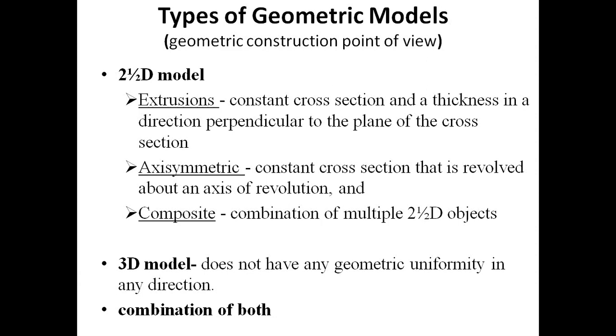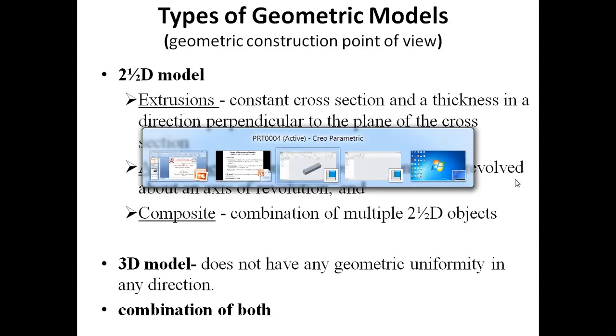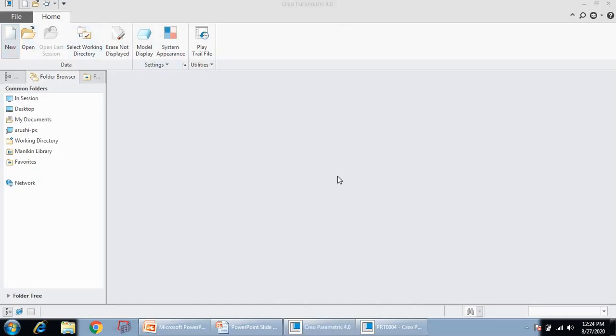And there are again three classifications of the 2.5D model. First is extrusions, second is axisymmetric, third is composite. Let us see one by one. First is extrusion. The model which is having a constant cross section and a thickness in a direction perpendicular to the plane of cross section. So it is a model whose cross section and thickness are constant, that is, perpendicular to the plane of cross section. Let us see in software how it is represented.